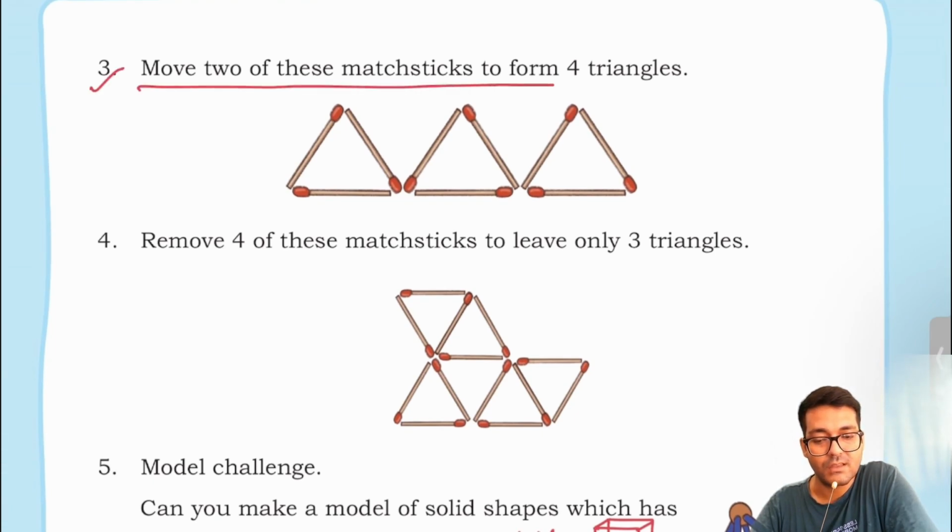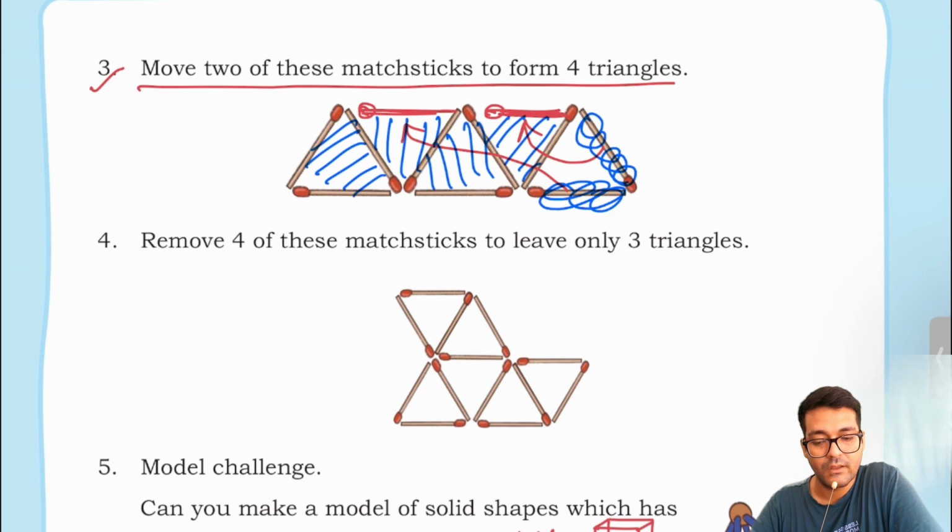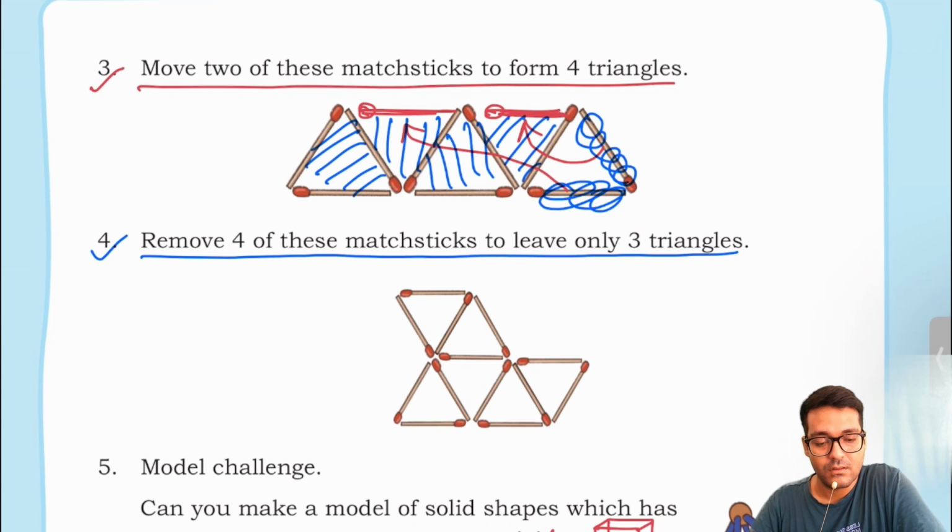3. Move 2 of these matchsticks to form 4 triangles. You can move these 2 matchsticks to form 4 triangles. Triangle 1, triangle 2, triangle 3 and triangle 4. These 2 matchsticks have been moved. 4. Remove 4 of these matchsticks to leave only 3 triangles. You can remove these 4 matchsticks such that only 3 triangles remain.